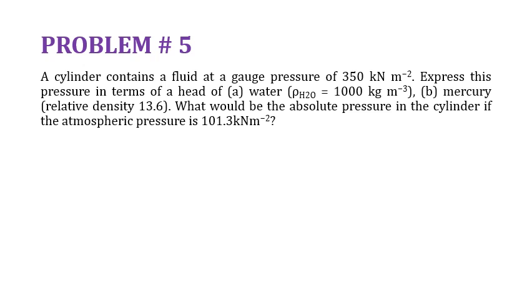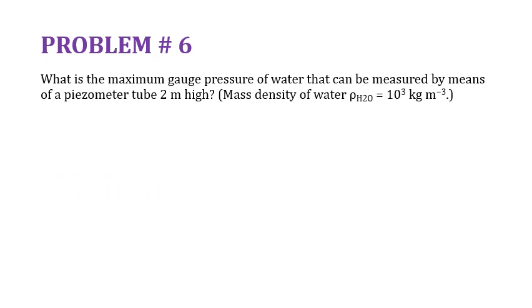So problem number 5 is very simple. I hope that you will be able to solve it yourself very easily. Similarly, problem number 6 is very simple. What is the maximum gauge pressure of water that can be measured by means of a piezometer tube that is 2 meter high? And we know pressure using a piezometer tube is given by rho gh. So height is 2 meter, density of liquid is 1000 kg per meter cube.